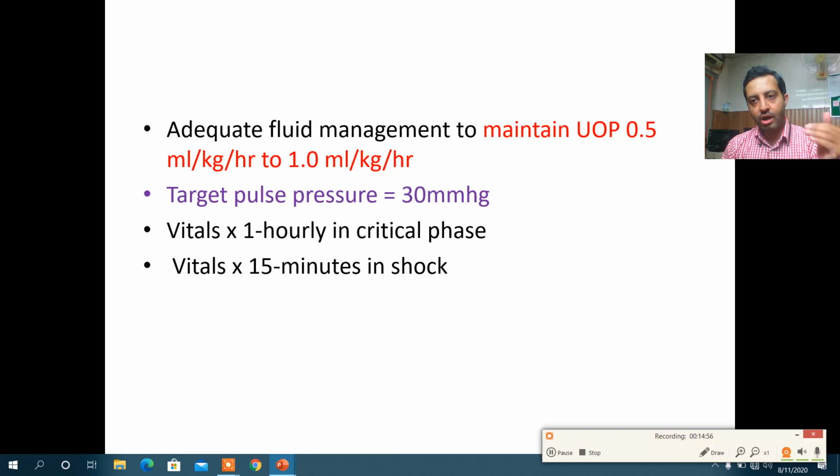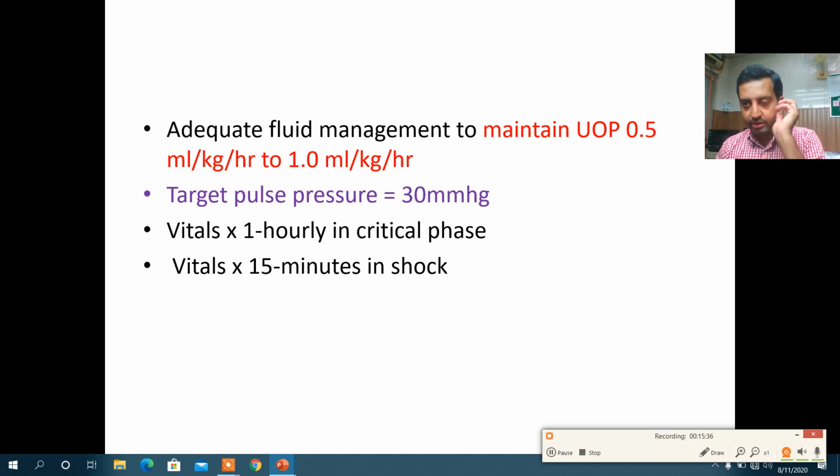And if the urine output falls below 0.5 ml per kg per hour, it means the fluid being given is lesser in amount and is not adequate to perfuse the kidneys. And if the urine output is above 1 ml per kg per hour, it means we are giving a surplus amount of fluid. We have to reduce that. So the target pulse pressure should be around 30. With optimal fluid management, it should rise from the narrowed pulse pressure that was initially 20 to 30. So this is the target pulse pressure.